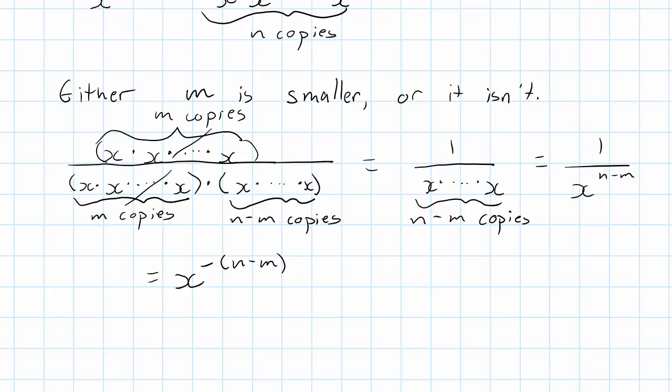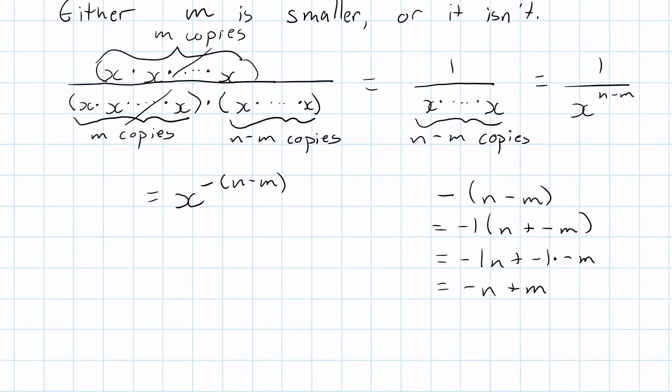Well, okay, the opposite of n minus m, that's negative 1 times n plus negative m. Distribute, that's negative 1 times n plus negative 1 times negative m. That'll be negative n plus m. Using the commutative property, that's m minus n. So this is x to the m minus n.